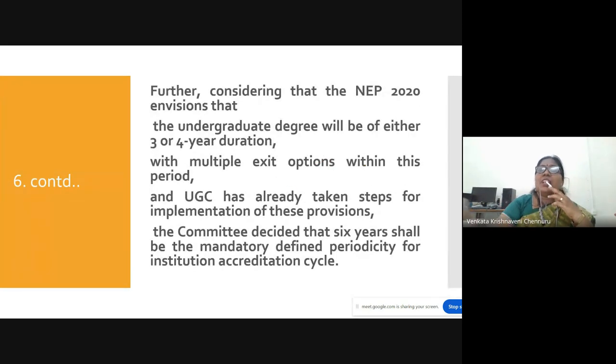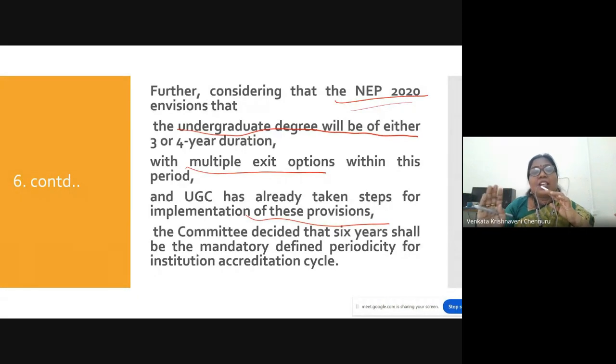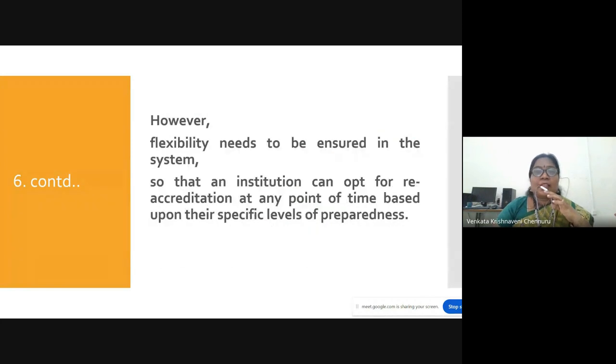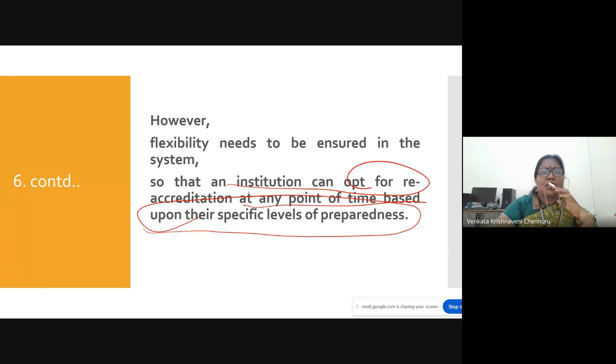Further, considering that the NEP 2020 envisions that the undergraduate degree will be of either 3 or 4 year duration with multiple exit options within this period, and UGC has already taken steps for implementation of these provisions, the committee decided that 6 years shall be the mandatory defined periodicity for the institution accreditation cycle. However, flexibility needs to be ensured in the system so that an institution can opt for reaccreditation at any point of time based upon their specific levels of preparedness. Even this flexibility is also given.